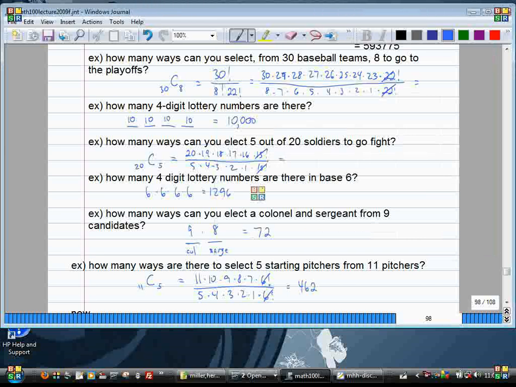Okay. So, with or without replacement, order matters, order doesn't matter. Those are some of the central questions you need to answer when doing these counting problems.